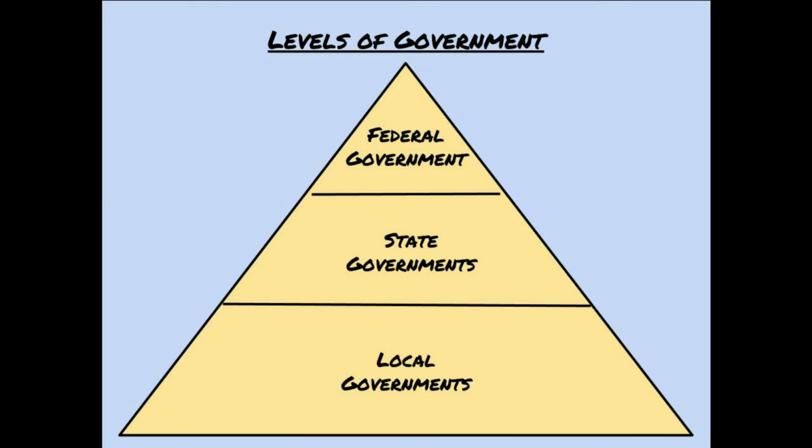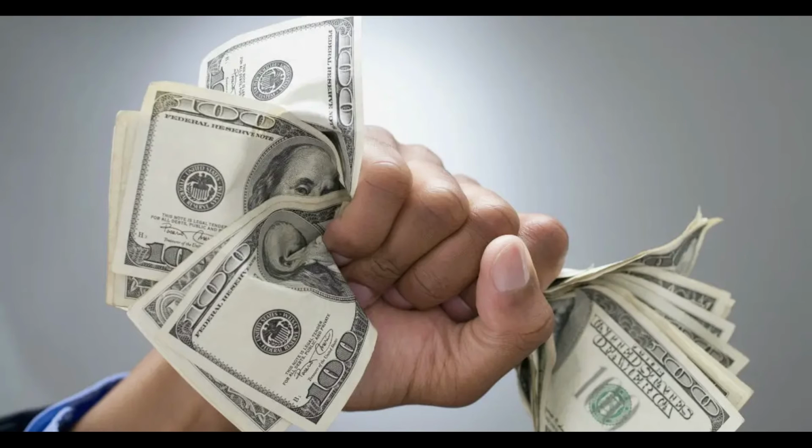There are 3 main levels of government: federal, state, and local. The federal government is responsible for defense, economics, and ensuring the Constitution is followed. The federal government affects both state and local governments by controlling states' finances.